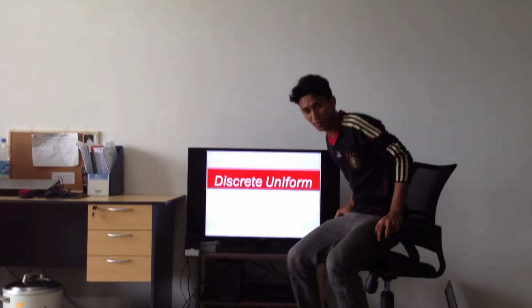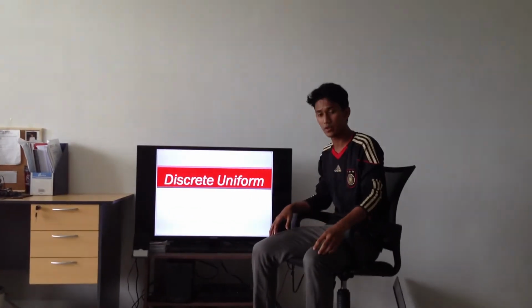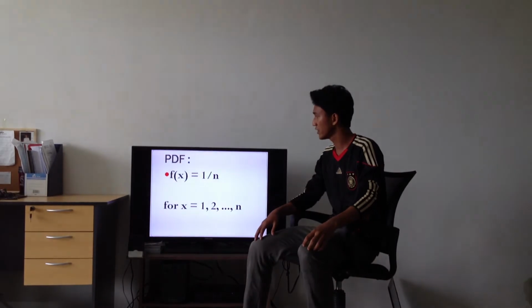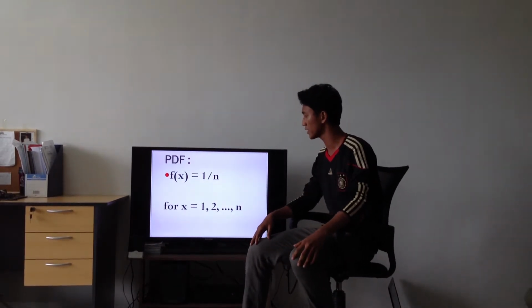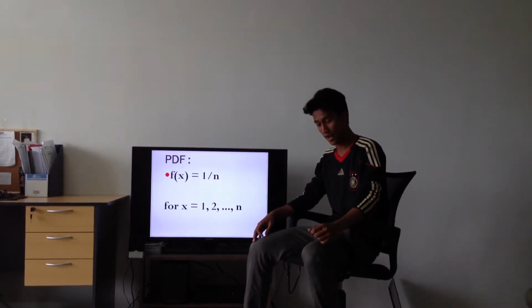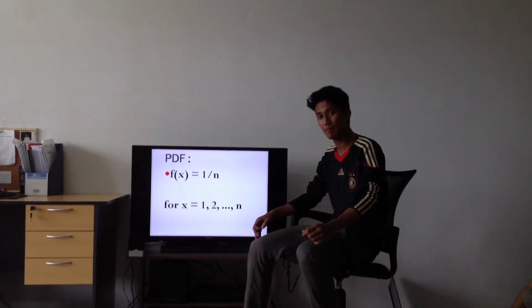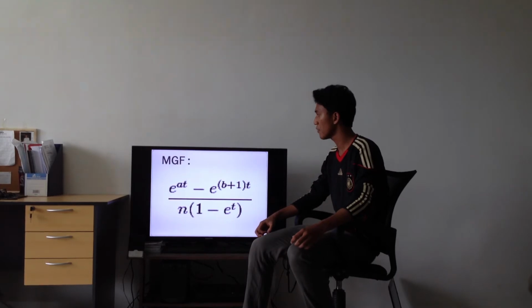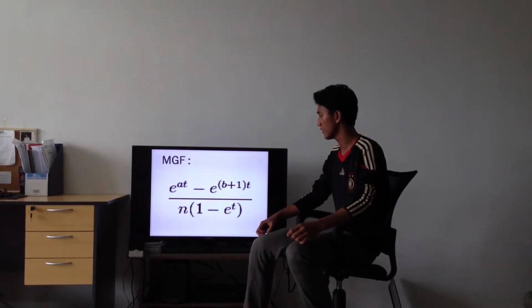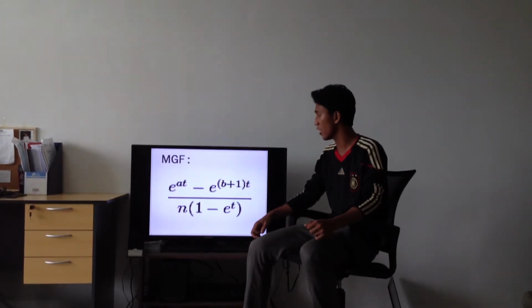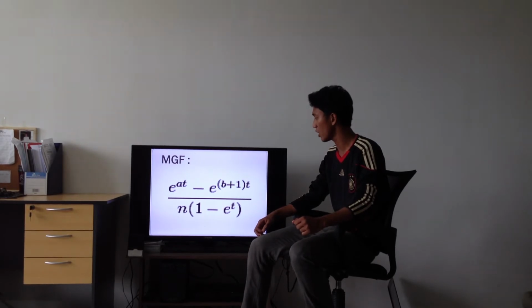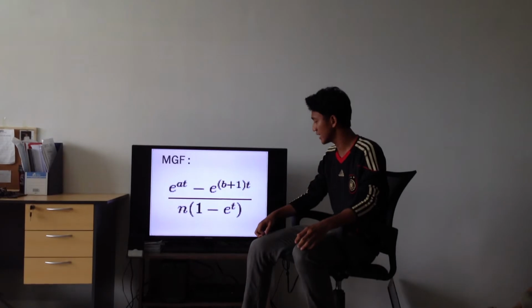Okay, I will continue our presentation with discrete uniform. First is the probability density function. f(x) is equal to 1 over n, for x equal to 1, 2, and so on until the number n. For the moment generating function, the function is e to the power of alpha t minus e to the power of (beta plus 1) t, over n times (1 minus e to the power of t).